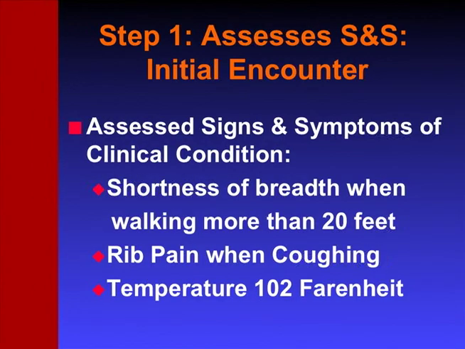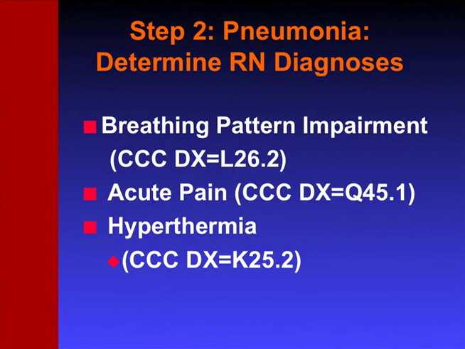On admission to the nursing unit, the admitting nurse initiates step 1 of the POC by assessing the signs and symptoms of the patient's clinical condition and, as previously stated, shortness of breath, pain when coughing, and temperature, from which the nurse initiates step 2 by identifying the 3 nursing diagnoses based on the patient's signs and symptoms for pneumonia as breathing pattern impairment, acute pain, and hyperthermia.